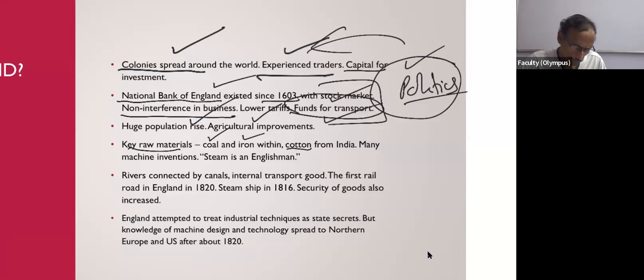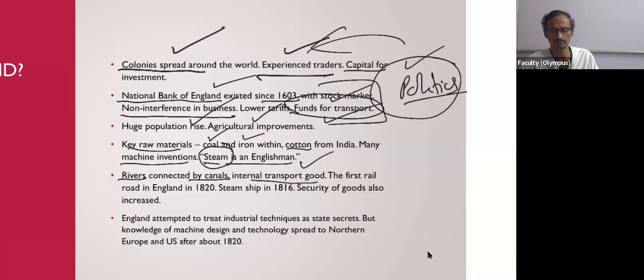And many machine innovations took place. And a very important machine was a steam engine. He said steam is an Englishman. Okay. And also there were many rivers connected by canals, which made internal transport very good. The first railroad in England developed in 1820 and steamship in 1860. These things contributed to security of goods.